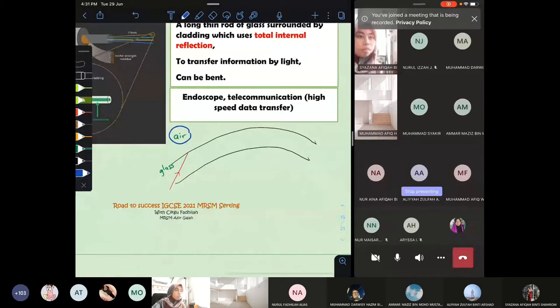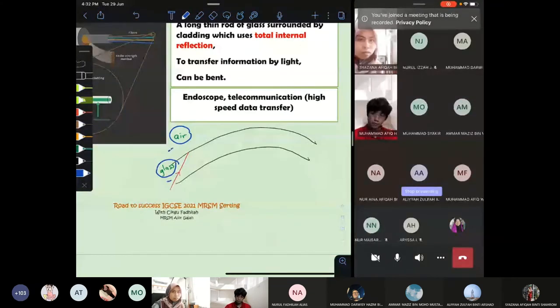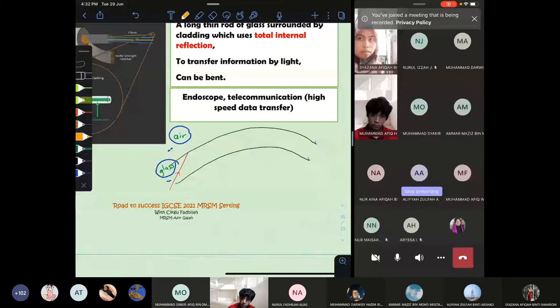Okay, right. So you have to look: this one is air, this one is glass. So light travels from dense medium to less dense medium. So what phenomenon happens? So we have the phenomenon of total internal reflection. Okay, the angle we have to draw roughly the same. Alright. Okay, so continue. Sometimes the question says until the light goes out. Like that, it comes out, until it exits.